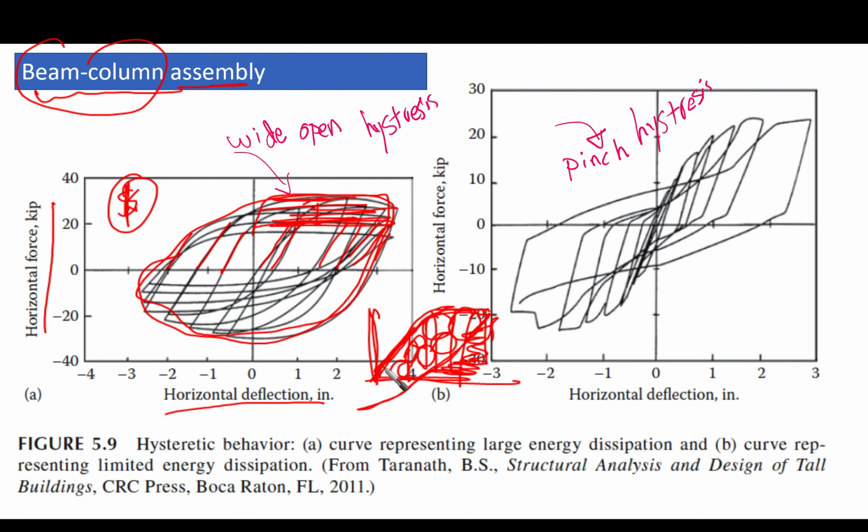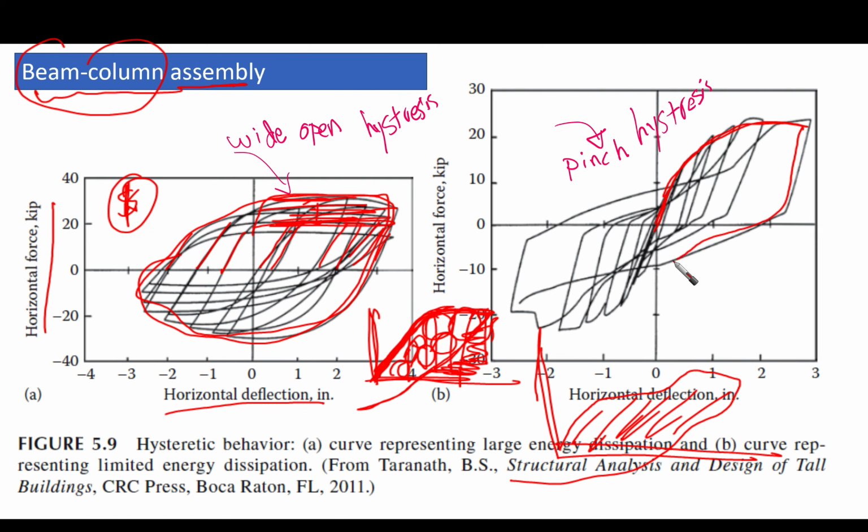Okay, if this backbone curve is not like this, if the backbone curve, for example, is going to be something like this, then you are going to find that the area dissipated is less, and this is what is happening in the pinch here. So look here, this is the backbone curve, and then it goes like this. This is the behavior here, the backbone curve. It is less.